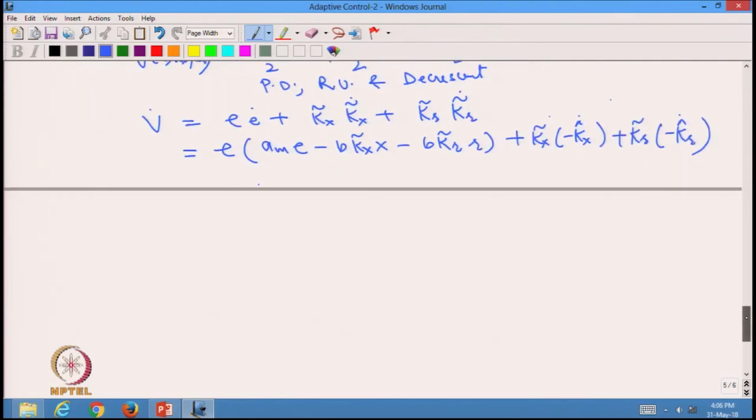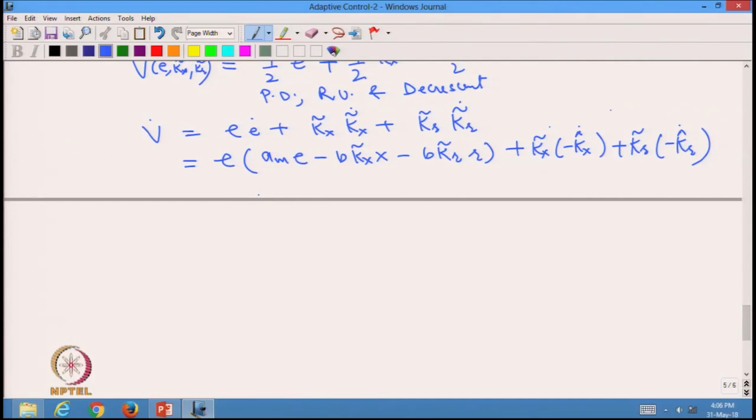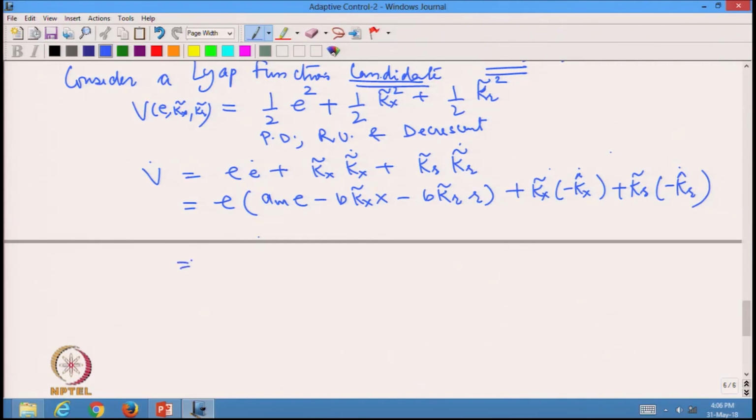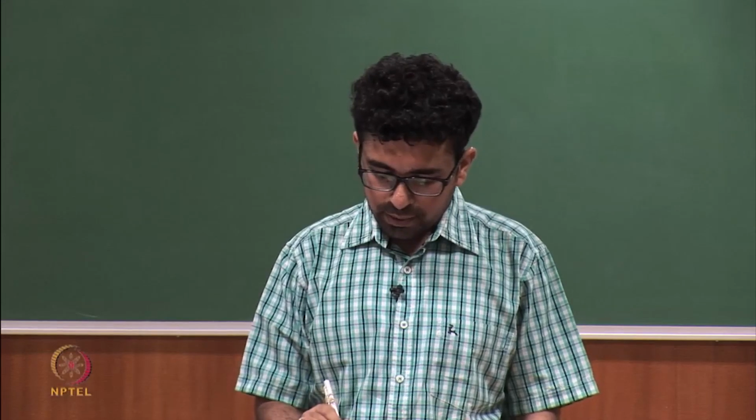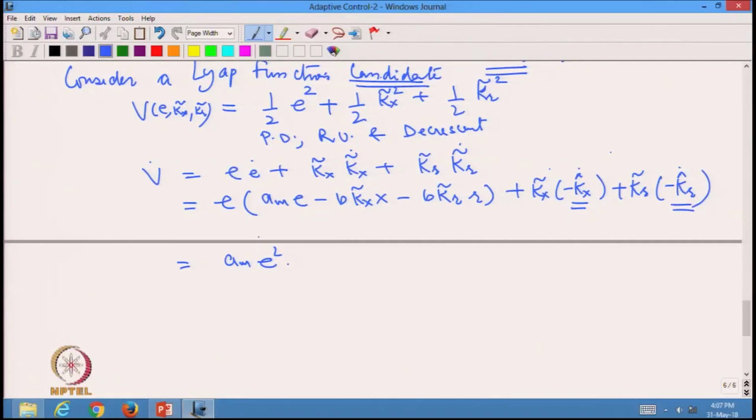Why this is important is that now we can choose kx hat dot and kr hat dot in such a way that V dot becomes at least negative semi definite, and that is why this Lyapunov analysis in fact becomes a design tool. It helps us design the parameter estimators. With some algebra you could write this as a m e square minus b kx tilde x e minus b kr tilde r e minus kx tilde kx hat dot minus kr tilde kr hat dot.